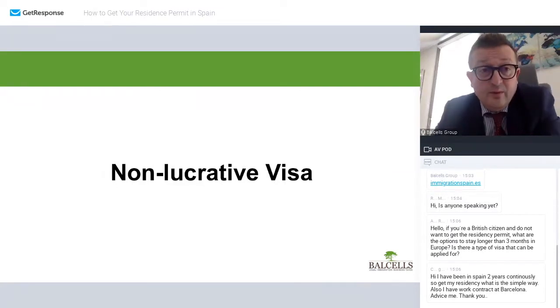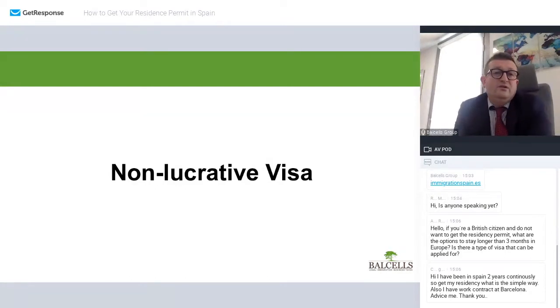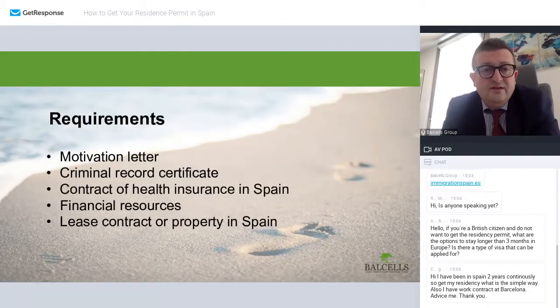This is getting very popular now. A lot of people apply to it because they are not sure about the investment, so they want to come to Spain with another type of permit, and then we'll see. The non-lucrative residency permit, most important is, well, you need to have a motivation letter where you explain the reasons, where you certify that you are not going to work in Spain. You don't need to have a criminal record.